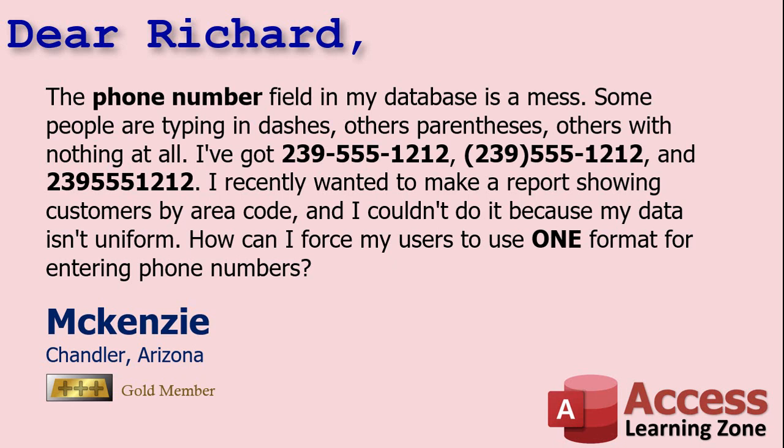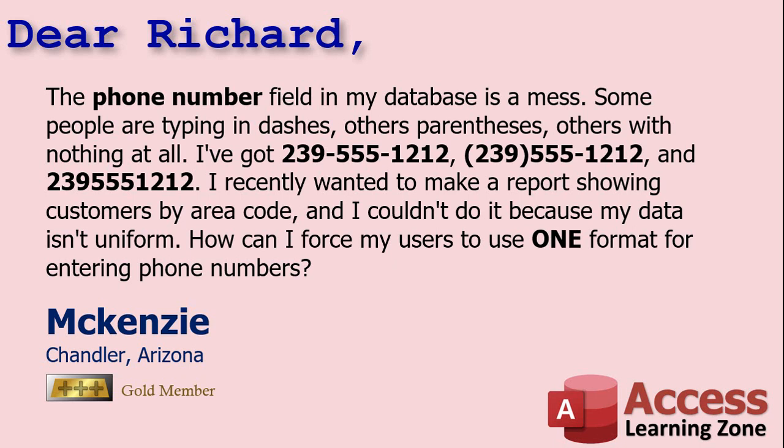So I've got 239-555-1212. I got parentheses, and I got no formatting at all. I recently wanted to make a report showing customers by area code, and I couldn't do it because my data isn't uniform. Normally, all you have to do is pull off that left 3 characters, and you can get everyone's area code. But if you got parentheses sitting there, it's impossible. How can I force my users to use one format for entering phone numbers?